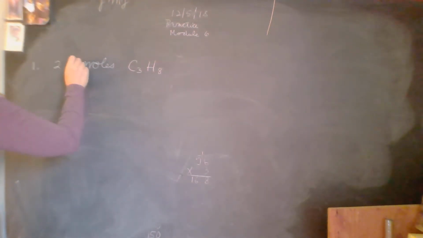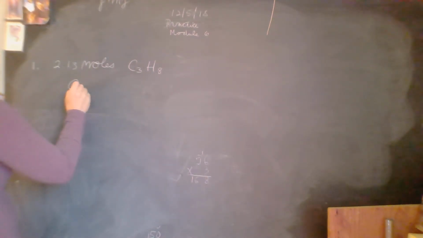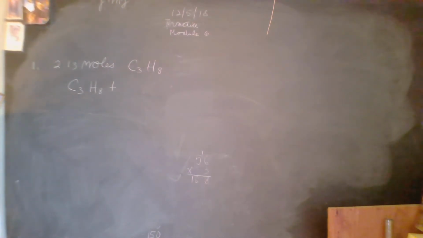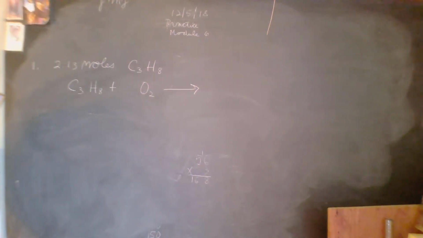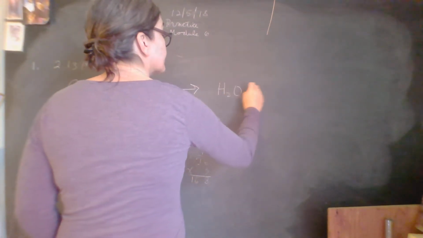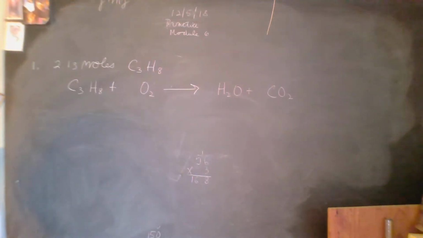So 2.13 moles of C3H8. Is that what you said? Okay. Yeah. So burns in excess oxygen. So what's that chemical equation going to look like? It's C3H8 plus some oxygen. Oxygen is going to yield what? H2O and carbon dioxide. Oh, and also that's 2.13 moles of C3H8. We don't have to worry about that yet. First, we're going to set up our chemical equation. Then we'll figure out how many moles and all that business.